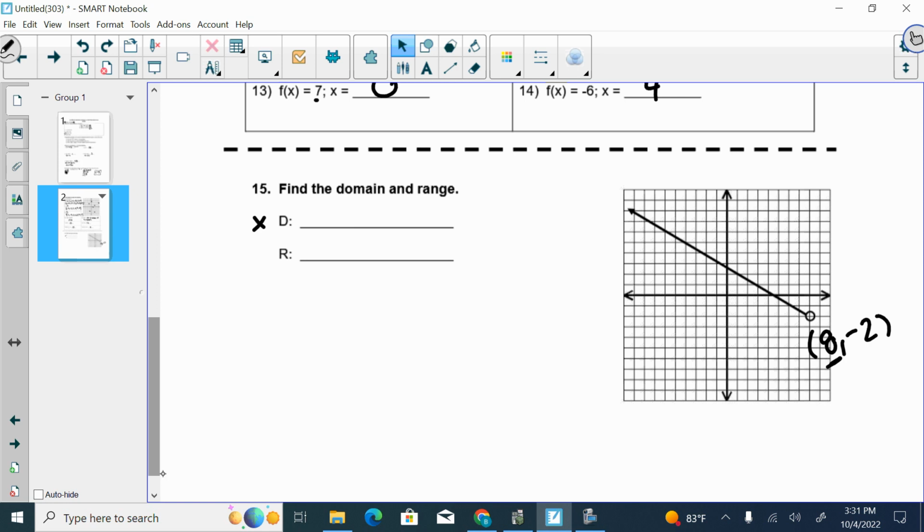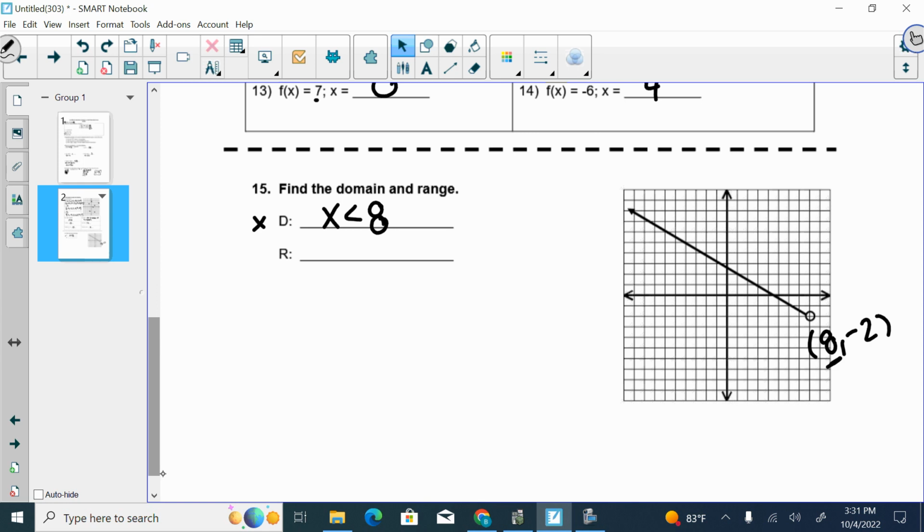Okay, from 8, my line takes off this direction with an arrow. As I move, remember x's go left and right. As I move this way, I'm moving to the left. Do my numbers get bigger or smaller when I move to the left? Smaller. So I want to say x is smaller than 8, right? So remember our symbol would be less than 8. Do I want to put the equal to sign? No, why not? Open circle. Yes, very good.